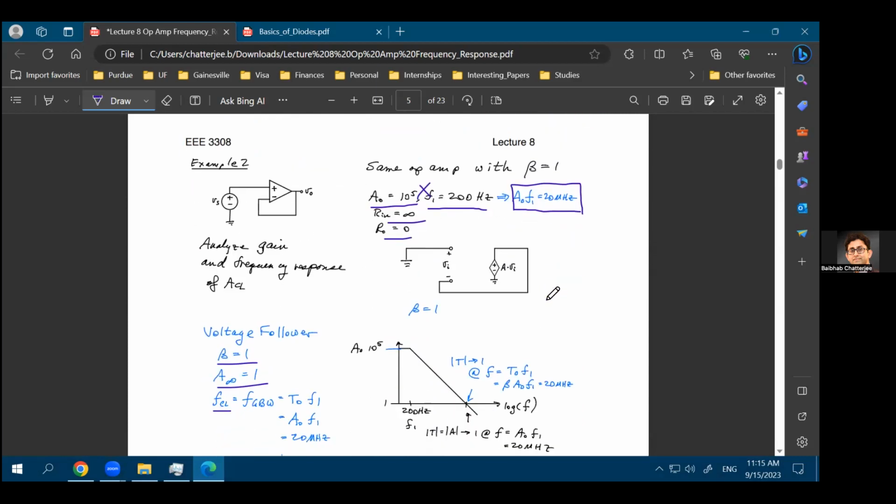So if you want the highest bandwidth out of your amplifier, you can put it in the unity gain configuration. In that case, your gain will be 1, you will not get any additional gain, but your bandwidth will be maximized.